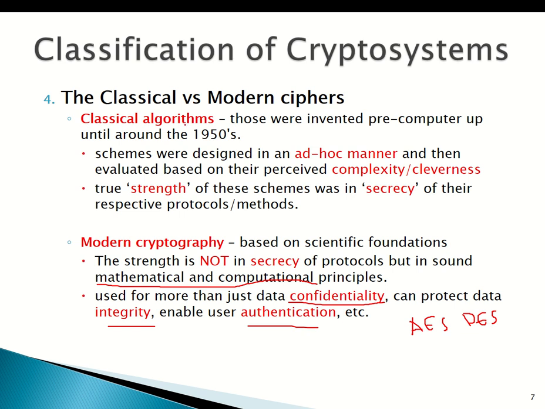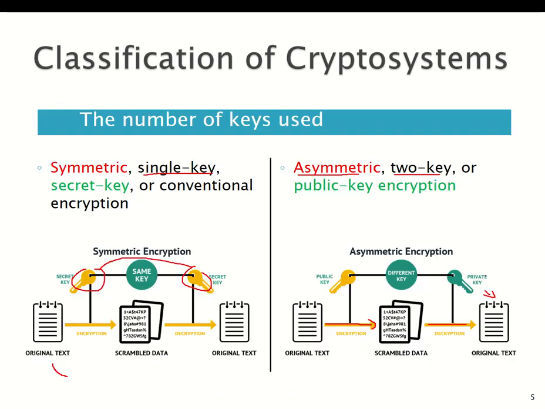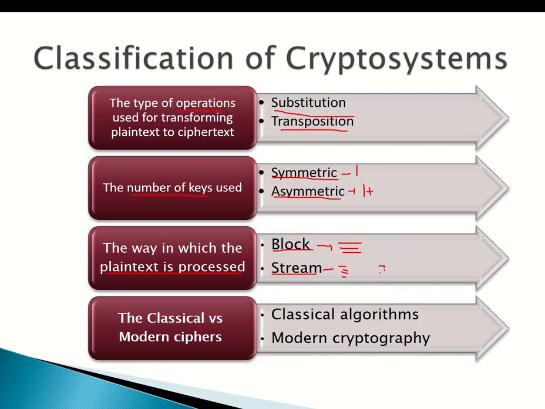But among the classical algorithms, there are so many. We'll study only a few of them; we'll see them in the next slide. So let's summarize this again. Going back to the first slide, we can classify crypto systems based on four criteria. The first criterion is the operation, which is either substitution or transposition. The second one is based on the number of keys: symmetric, which uses one key, or asymmetric, which uses two keys, a private and a public key.